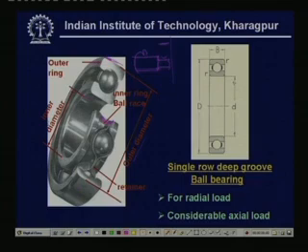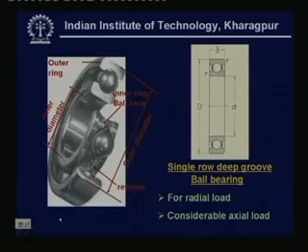Now, this is just a figure which shows how we represent a bearing in the drawing. This is the representation of the bearing in the drawing. This is the ball, this is the outer diameter, this is the inner diameter, and this is the width of the bearing as in the actual figure. And again, the name is single row deep groove ball bearing. This is mostly meant for radial loads, but it can take up a considerable amount of axial load too.